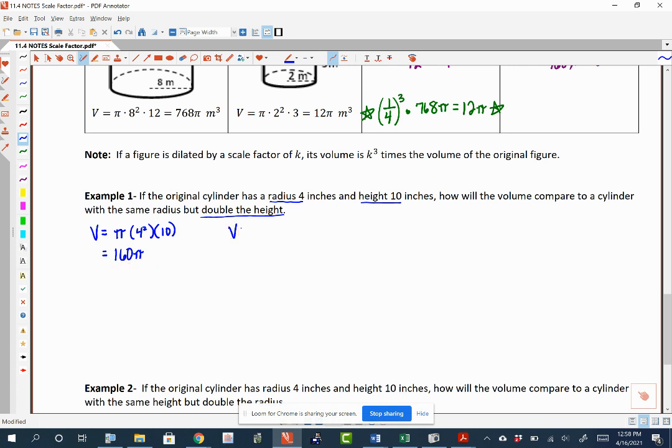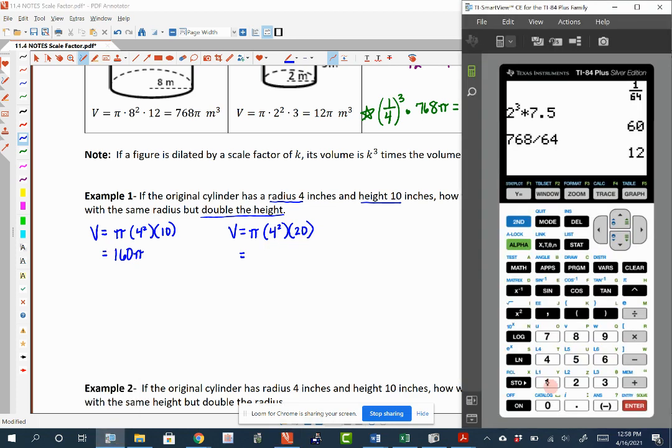Well, the volume of a new cylinder where the radius stayed the same but the height has doubled. So pi times the same radius, but my height has now doubled. Okay, so I'm going to see the volume here. So 16 times 20, maybe I'll grab a calculator just to make sure on that one. That's going to be 320.